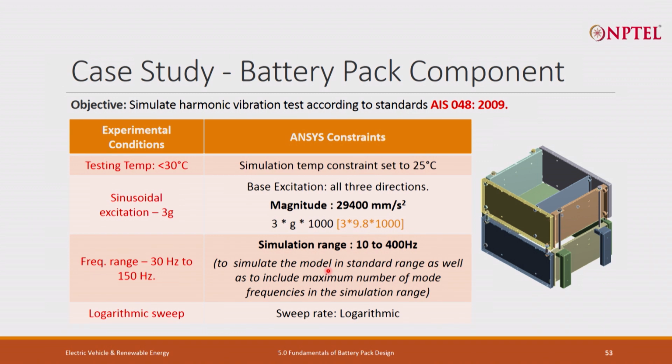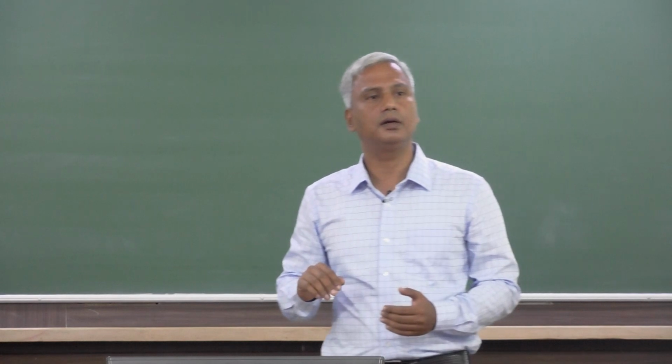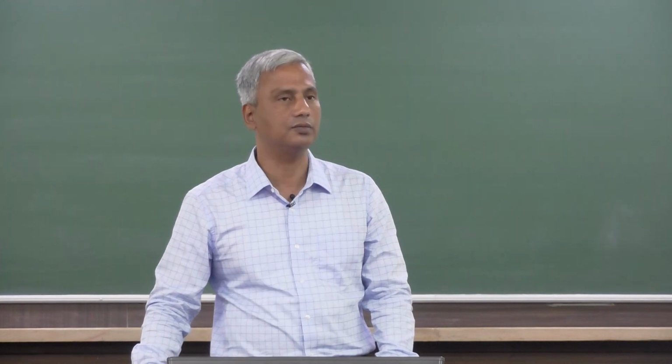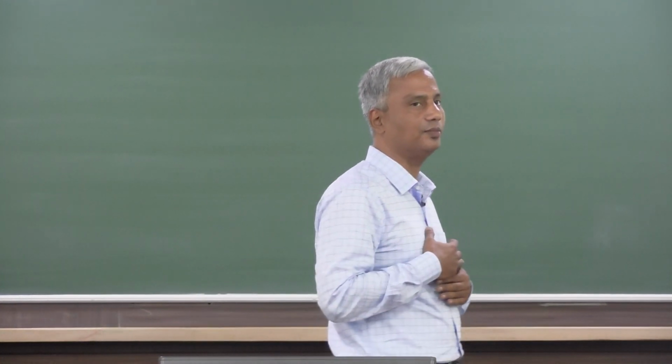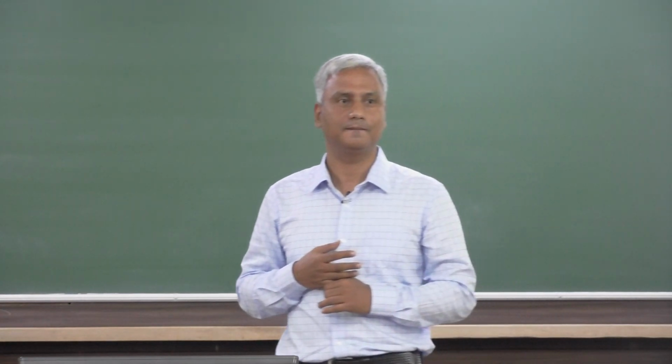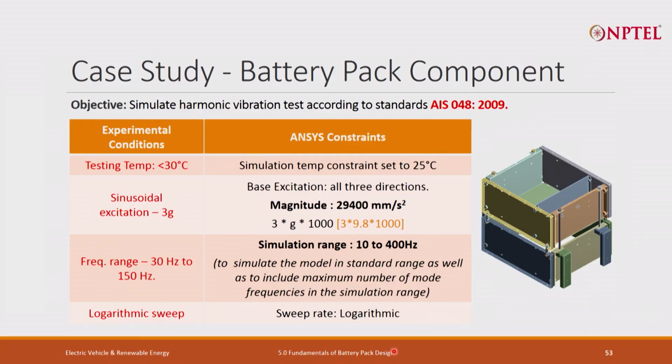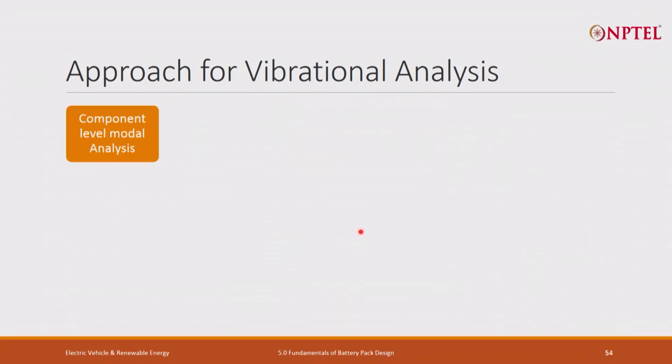So you see, your excitation is always low frequency. In high frequency you don't go, because most of the objects tend to have a natural frequency in the lower frequency range, something between 30 Hz to 150 Hz. What is our natural frequency? Around 2 Hz. The human body has around 2 Hz natural frequency. And that is a logarithmic sweep. So how do we do the vibration analysis? Initially we do the component level model analysis, and then we do the assembly level model analysis.